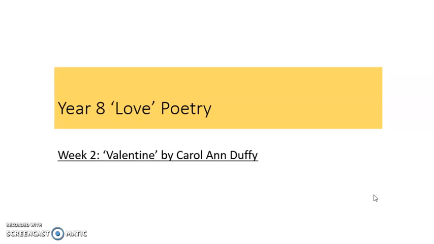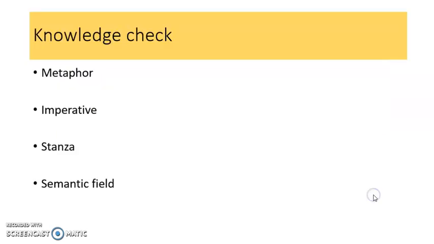Okay, so similar to last week, we're going to make a start with a quick knowledge check. There are 4 words on here which I'd like you to write down on a piece of paper. You've got metaphor, imperative, stanza and semantic field. What I'd like you to do is to pause the video here and have a go at writing down the definitions for each of those words. As well as that, if you'd like to, you can have a go at writing down an example as well. Pause the video and have a go at this task now.